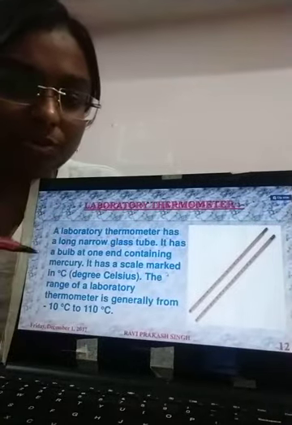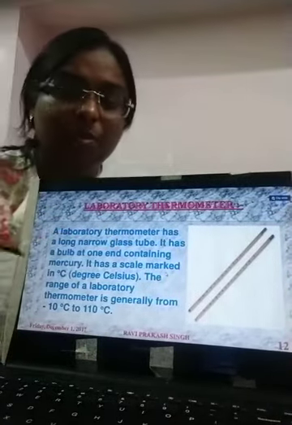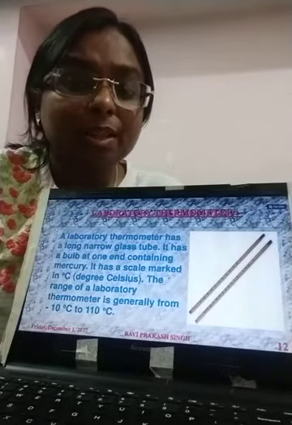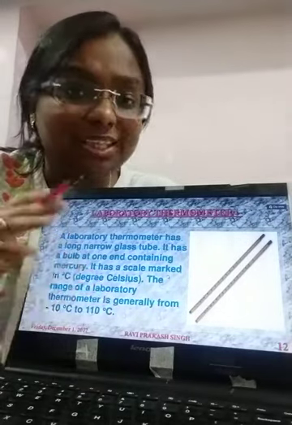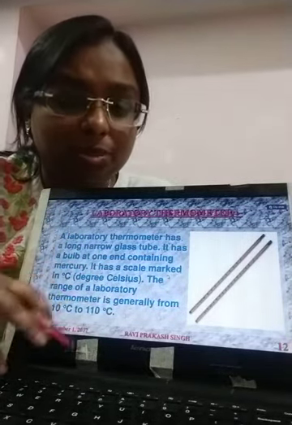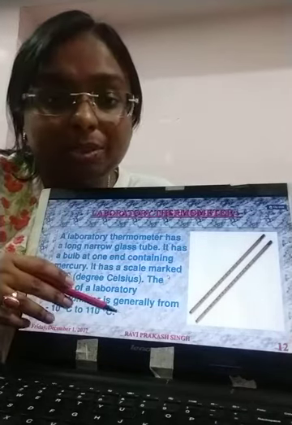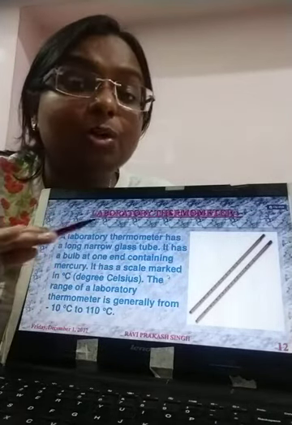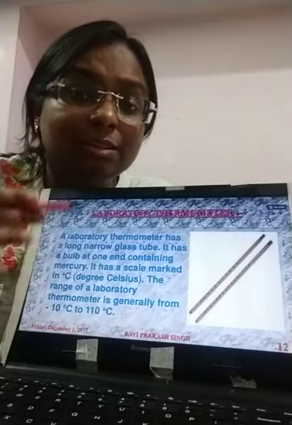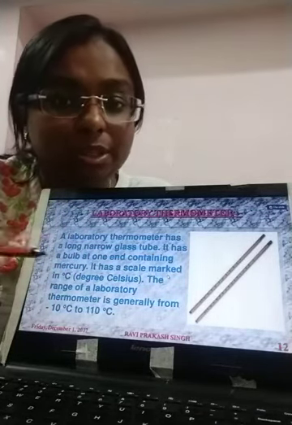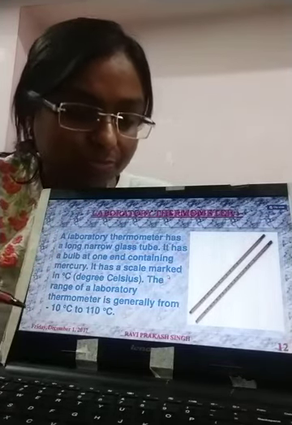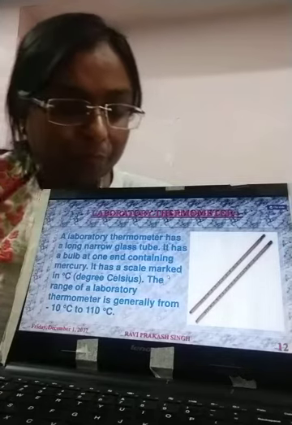Next we will move on to lab thermometers. Lab thermometers are very big, very long thermometers, okay. These thermometers are used only in labs, and the main difference between a clinical thermometer and a lab thermometer is that in a lab thermometer there is no constriction or kink. Why no kink? Because we don't need the mercury to stay at a level for very long, okay. We can just see the temperature then and there.